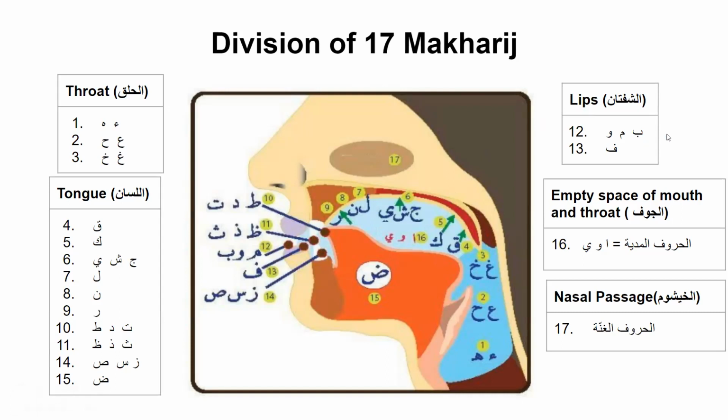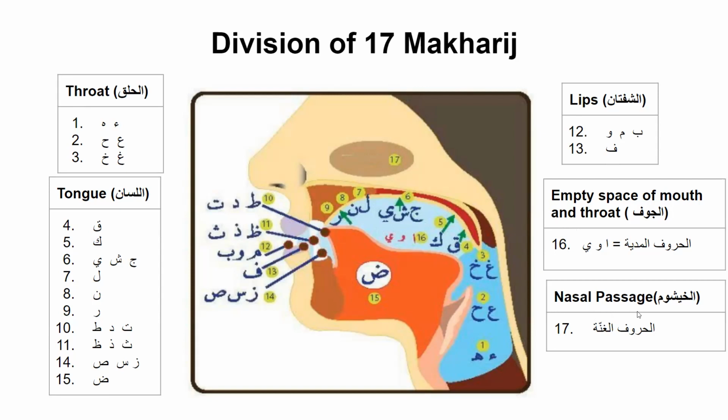Now, if you move on to number 3, ash-shafatan, the lips, we have 12, ba, mim, and waw. Here you see mim, waw, ba, number 12 from the bottom lip, and then we have 13, fa. This specific area of the lip has its own makhraj, and we have 4 letters here, 2 makharij from the lips. From the jawf, the empty space of the mouth and the throat, we only have 1 makhraj, 16. Let's go to 16 here. I see alif, waw, and ya, and again, this is the empty space between the mouth and the throat. This empty space has the 3 letters alif, waw, and ya, the mad letters.